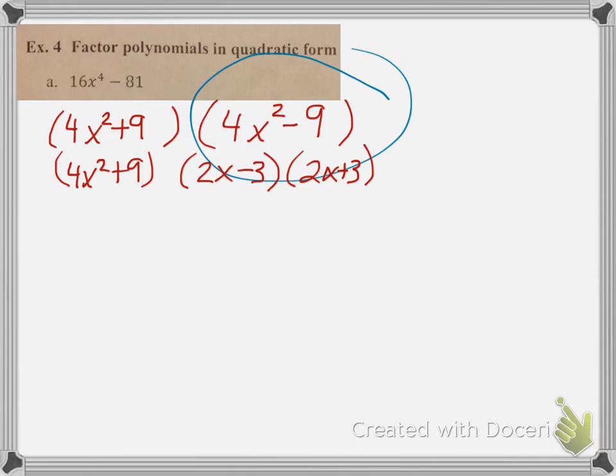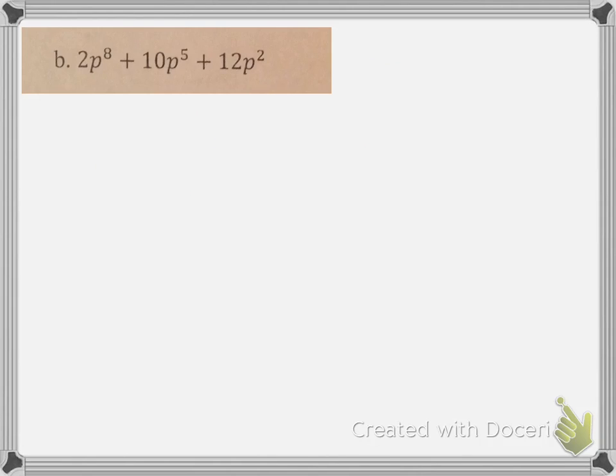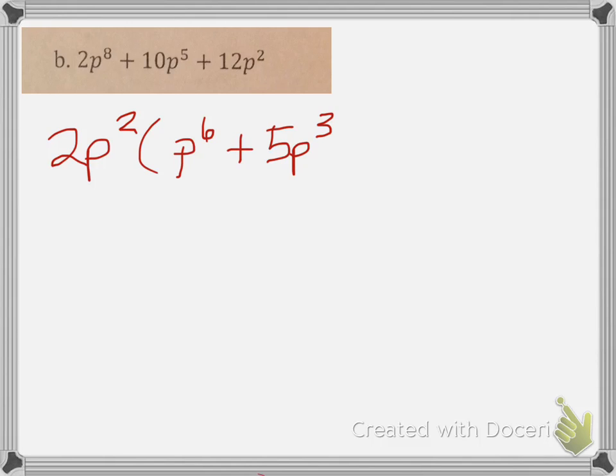And the last example would be 2p to the 8th plus 10p to the 5th plus 12p squared. The most that I could factor out from here would be 2p squared. So we're going to go ahead and do that. When I do that, that 2p to the 8th becomes p to the 6th. The 10p to the 5th becomes a 5p to the 3rd. That 12p squared becomes just a 6.